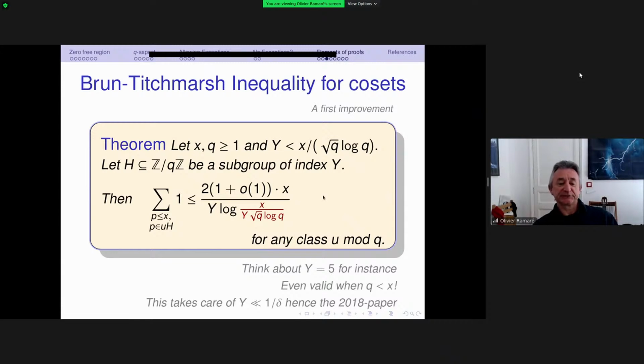What is rather amazing also with this result is that it is valid even if x is less than q. X can go till the square root of q, in fact. And that's what we've used in the result. So it's one version of, I said, variations around the Brun-Titchmarsh inequality. One variation is this one, valid for very low values of x with respect to q.